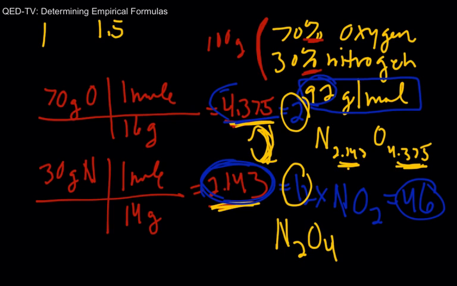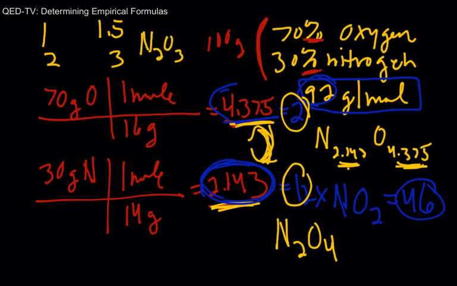Some of you are good enough at math that you realize that I could just multiply these numbers by digits until I get nice whole numbers. If we take 1.5 times what will give us a whole number? Well, 1.5 times 2 will give us 3. So that's a nice whole number, which means I can take this 1 times 2 and get 2. So the ratio of 1 to 1.5 is also the ratio of 2 to 3. So in this case, our formula would be N2O3.